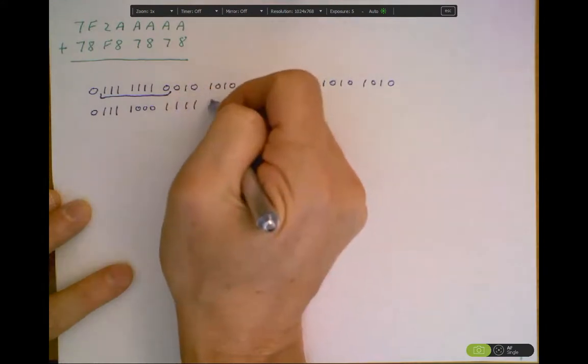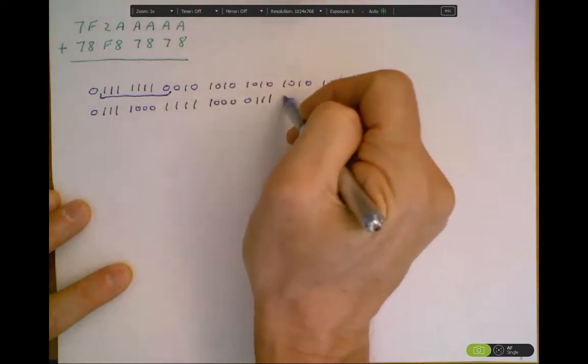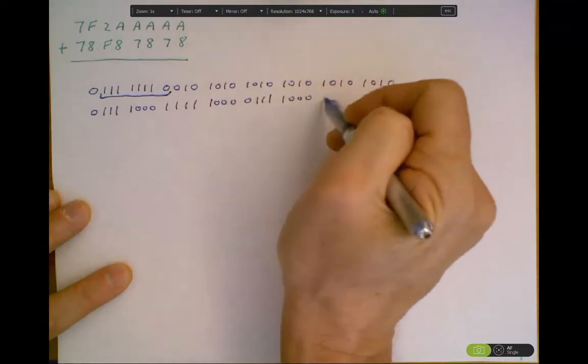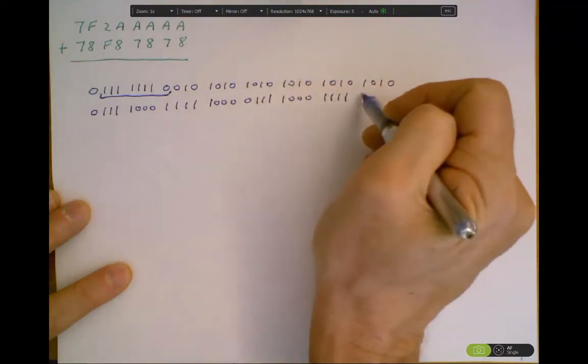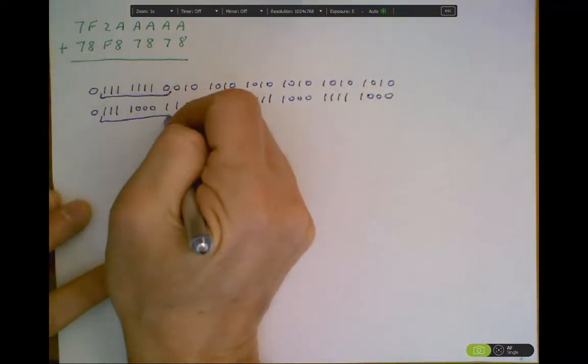Seven, 8F, 8, 7, 8, 7, 8, and the exponent is right there.